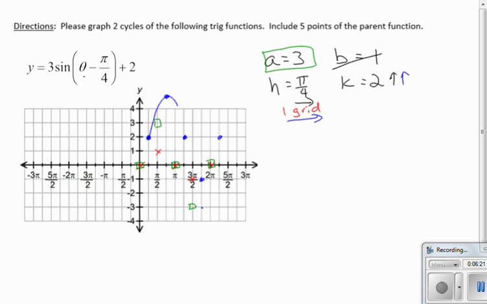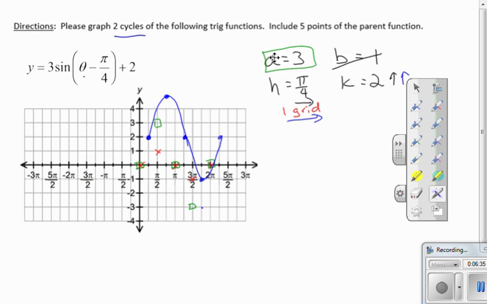This gives me 1 cycle of the graph, and the directions ask for 2. So now the only thing I need to be able to do is create another cycle. And if you notice, going to my right, I would sort of run out of graph paper, so I'm going to need to put a cycle over here to the left.